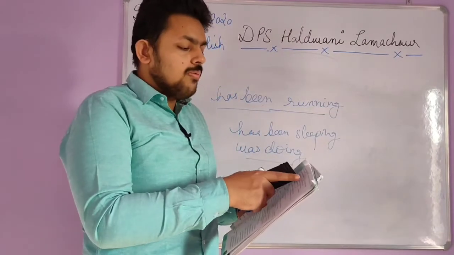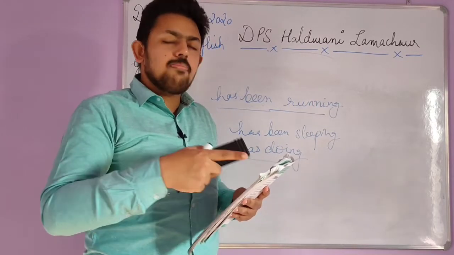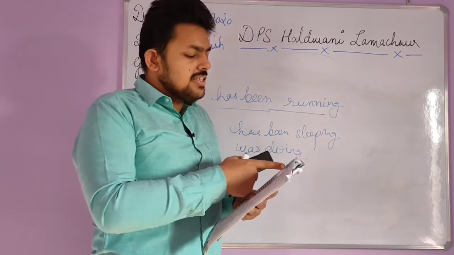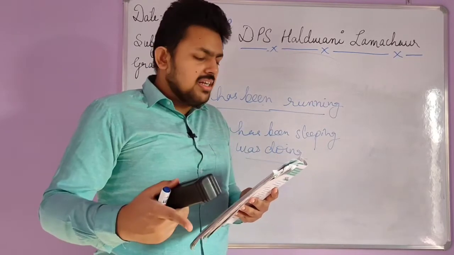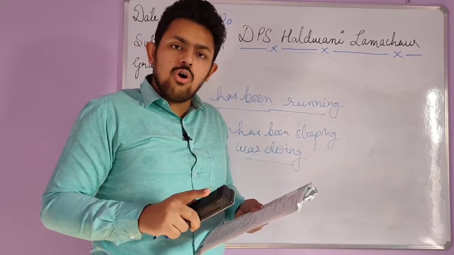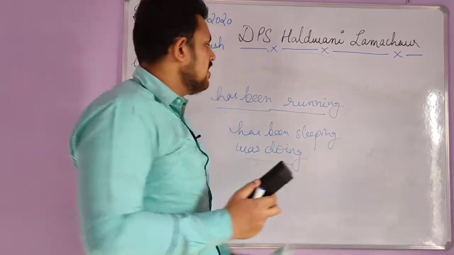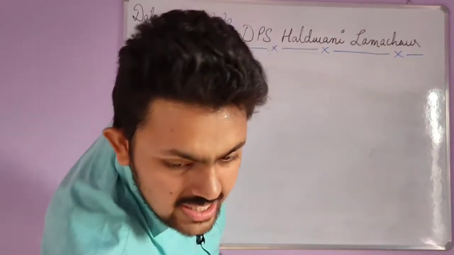First one you have got, we have for. So the time is given, so we will use the past perfect continuous. Second we have since, so we will use past perfect continuous. In the third sentence we don't have any time, we don't have since or for, so we will simply use the past continuous form. Got it? Very simple, very easy.